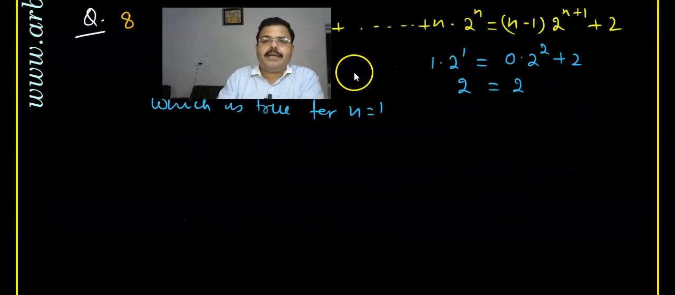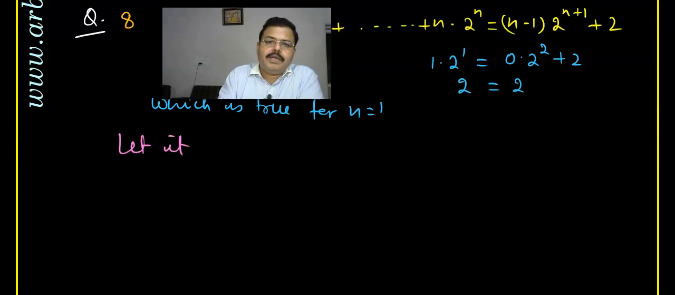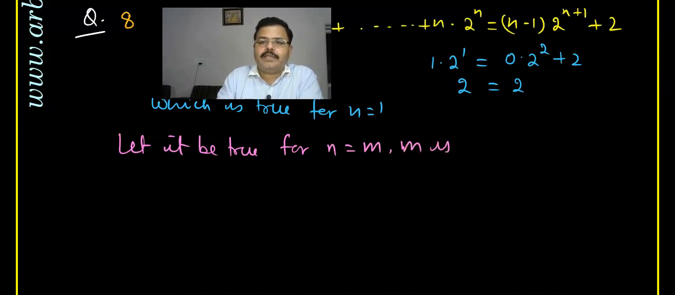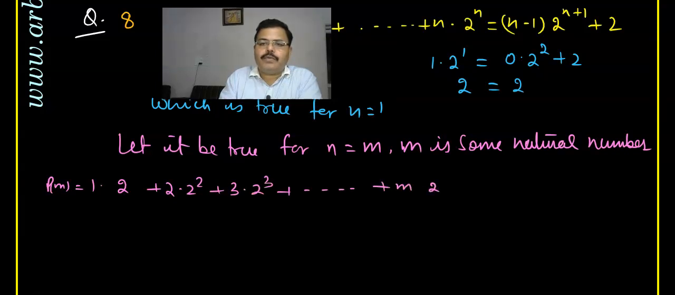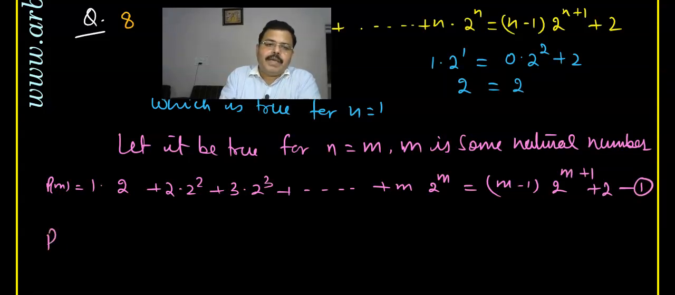Now we can write again, let it be true for n is equal to m, where m is some natural number. Right, so what will happen in that case? P(m) is 1 into 2 plus 2 into 2 square plus 3 into 2 cube up to m into 2 to the power m, that is equal to m minus 1 into 2 to the power m plus 1, plus 2. This is equation first.